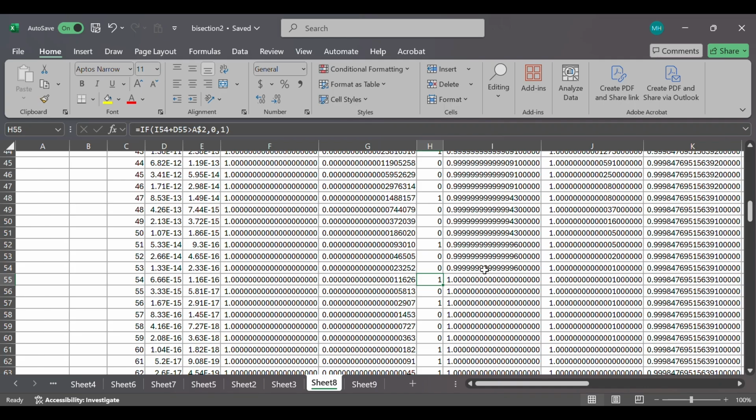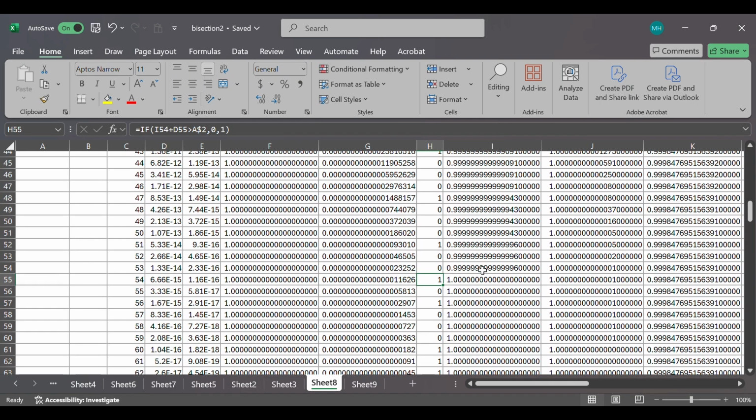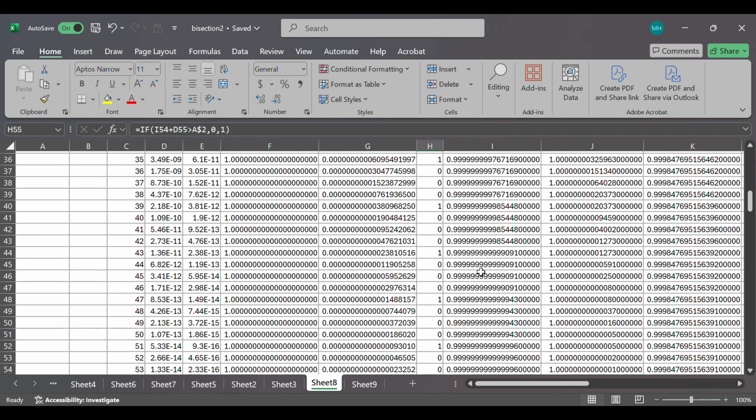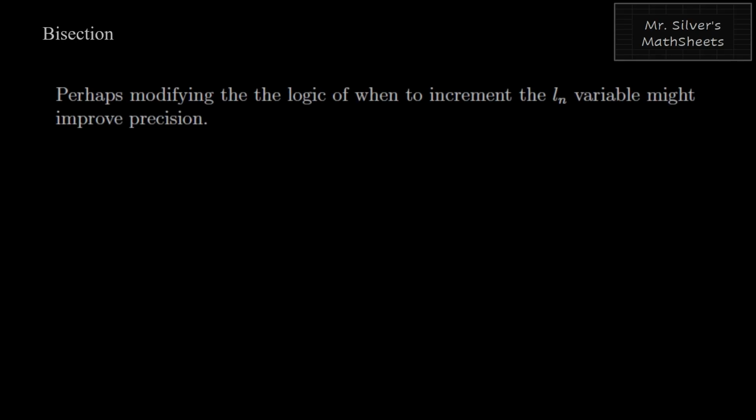What happened? Basically, it's comparing two numbers that are very close to 1, and it can't tell that one of them is just a little bit more than 1. And therefore, it makes a mistake. So we're going to try to see if we can find a way to change the logic. Perhaps modifying the logic of when to increment ln might improve the precision.